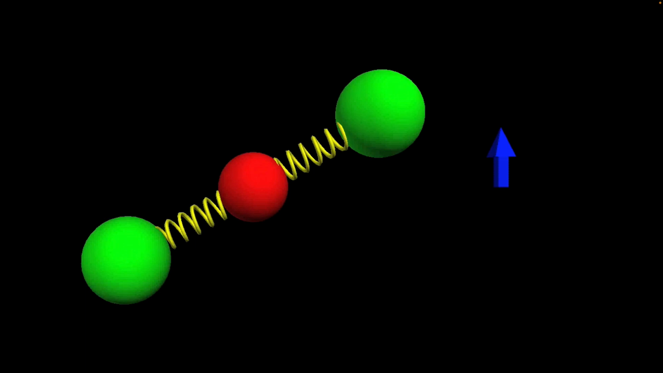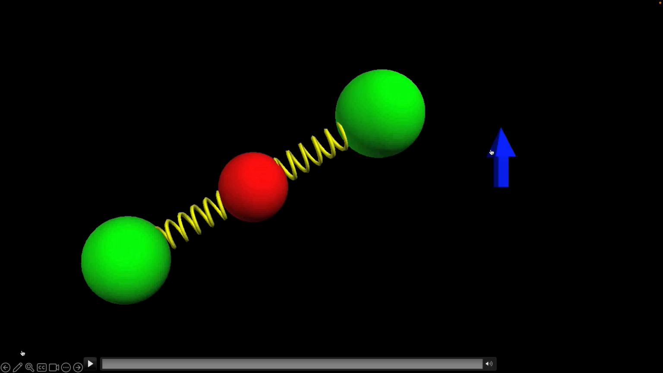But what does happen is, when you apply an electromagnetic wave that goes past the carbon dioxide molecule, it has an alternating electric field that goes up, down, up, down, which is going to be shown by this blue arrow here. And that's going to pull on the oxygen one way and the carbon the other way. So here we've got a simulation where this happens.